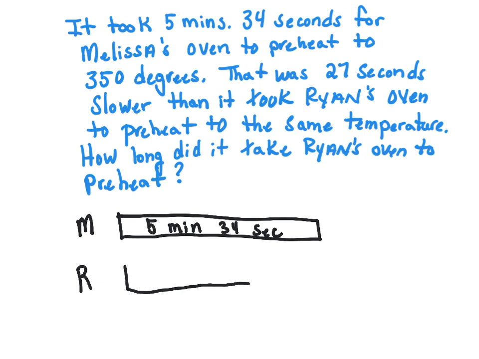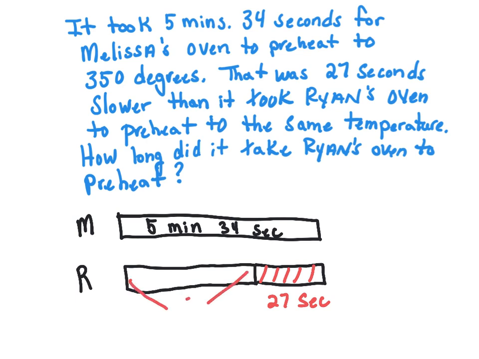okay, 27 seconds slower. What was that? Okay, so that means this section right here is showing me 27 seconds slower to preheat to the same temperature. All right, so what we need to find is how much it took Ryan's oven to preheat.